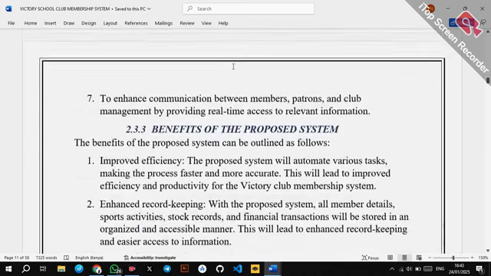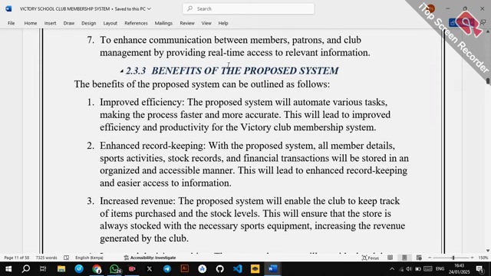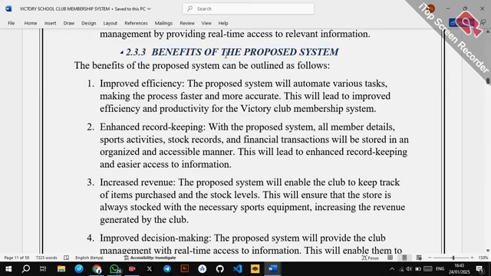Another one, benefits. So after you have tackled the objectives, you go to the benefits. So you have seen that you have talked about the manual system. The manual system is disadvantageous, has a lot of limitations. So if you're going to implement the proposed system, and the proposed system is said to curb those limitations.